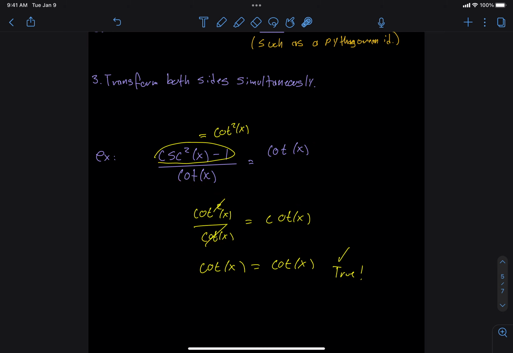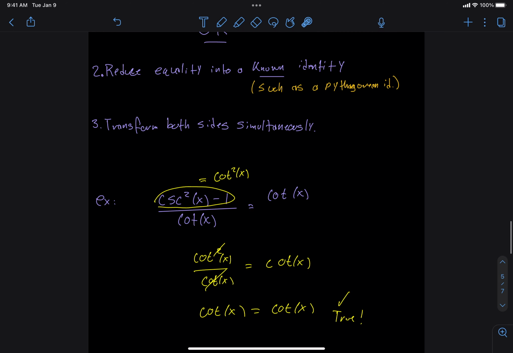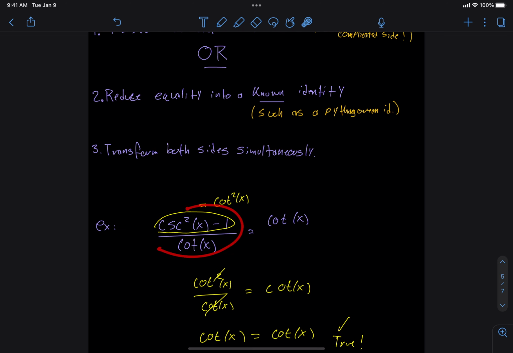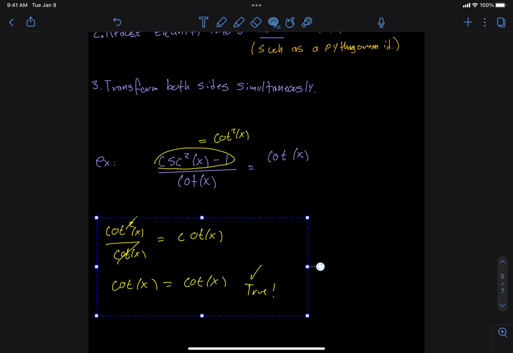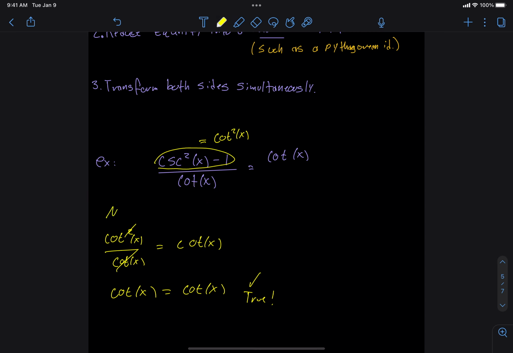Any questions on this example? Okay, so I used method number 1, right, which was to just try to manipulate one side into looking like the other. It was fairly easy to do that way, right? Let me show you another way using method 2. So this is method 1.